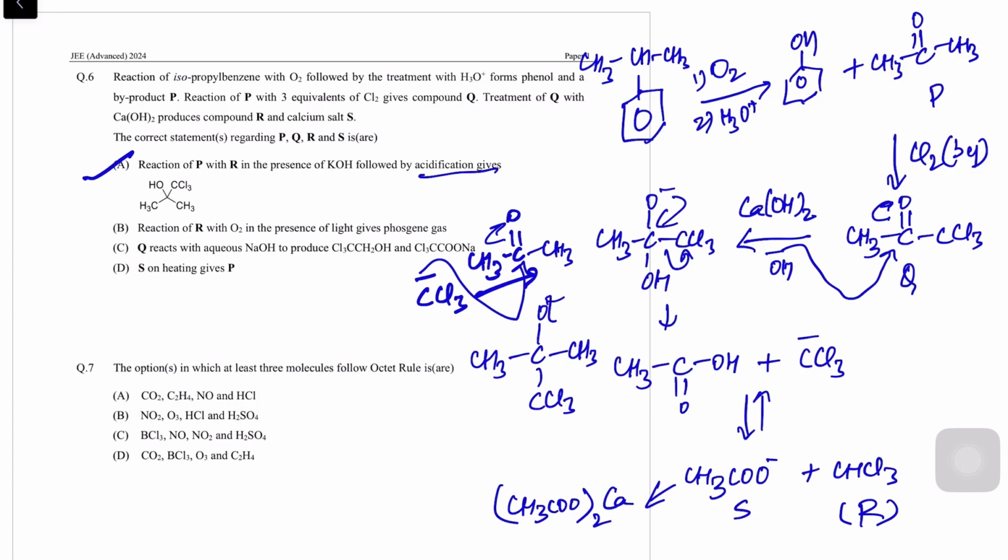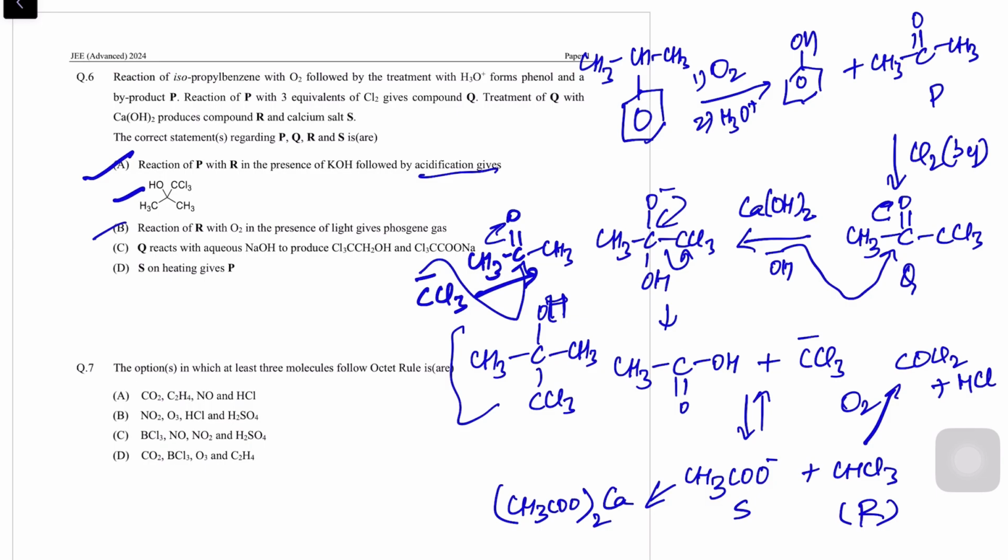So when we acidify it, O minus accepts a proton and this is your product. This is called chlorotone, and yes, this is the same molecule, CH3 CH3 OH CCl3. Option A is the correct option. Reaction of R with oxygen in the presence of light gives phosgene gas. Yes, chloroform when oxidized by oxygen in presence of light, it gives phosgene gas and HCl. You can find this reaction in NCERT in haloalkanes chapter, so that is also correct.